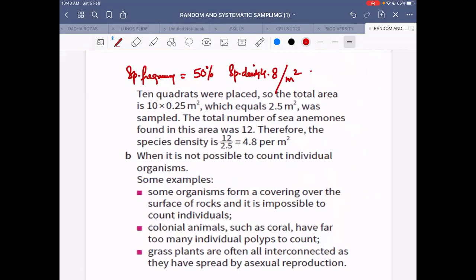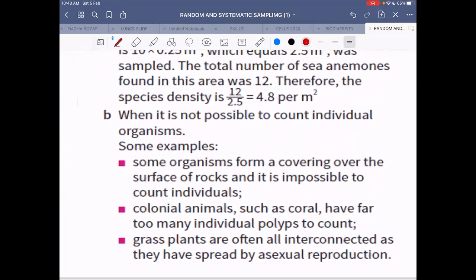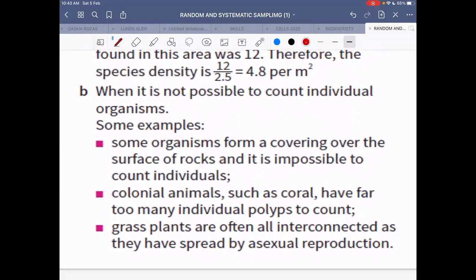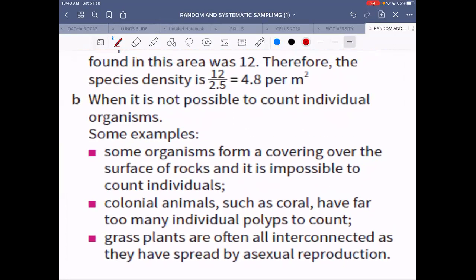They are asking you, what are those conditions in which species frequency is better than species density? So, when it is not practically possible to count individual organisms. For example, you may find some organisms in a grassland which are covering the surface of the rocks. Meaning a grass or some algae or some fungus has completely covered the rock. Now how will you calculate species density from that? It's difficult to sit and count individual organisms.